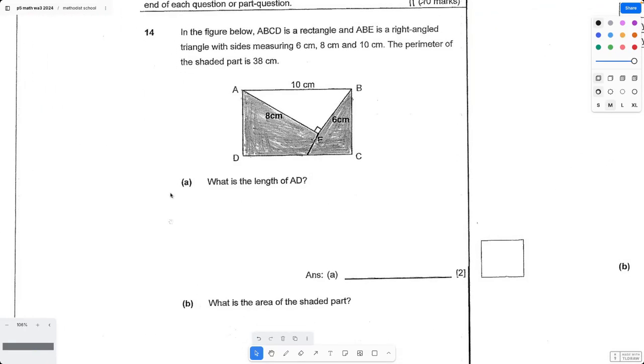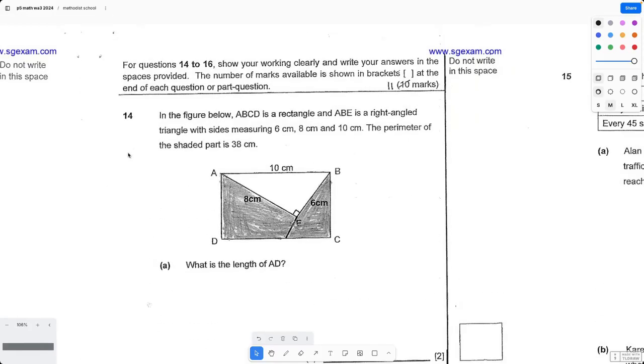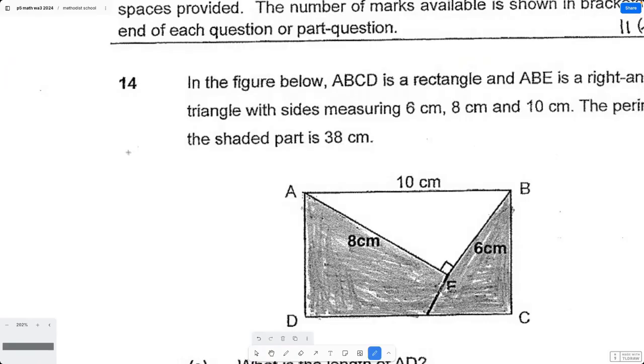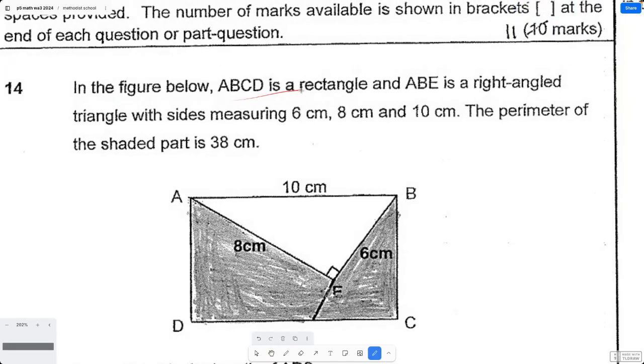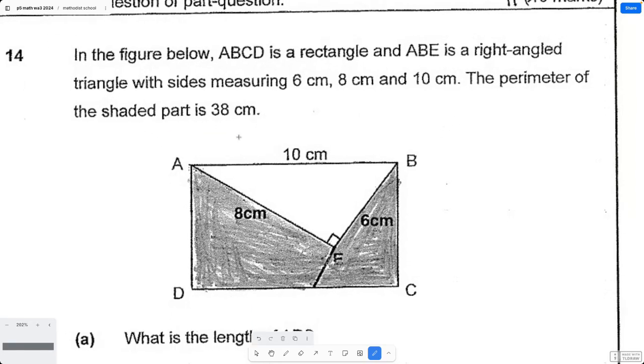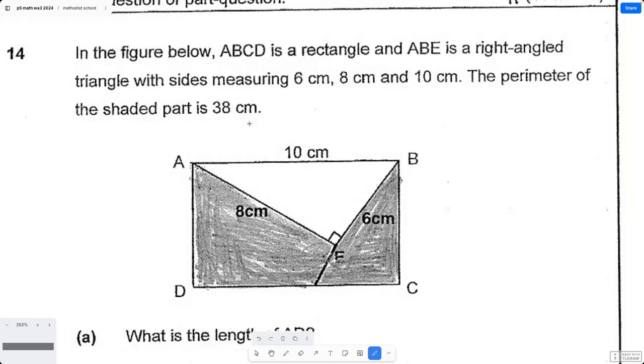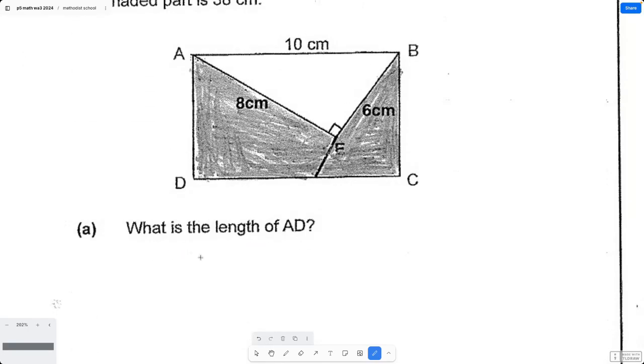Question 14. Okay, question 14, it says here, in the figure below, ABCD is a rectangle and ABE is a right angle triangle with sides measuring 6, 8, and also 10 centimeters. The perimeter of the shaded part is 38 centimeters. Okay, so what is the length of AD?